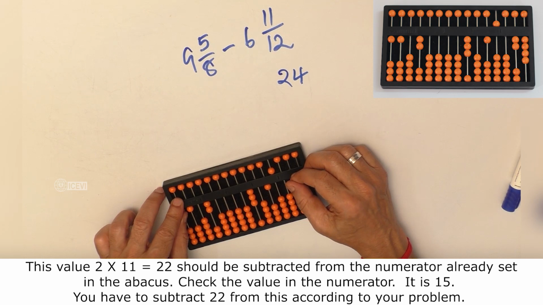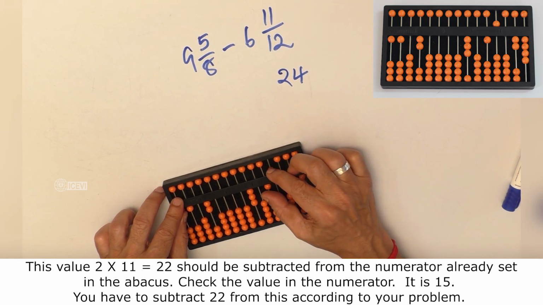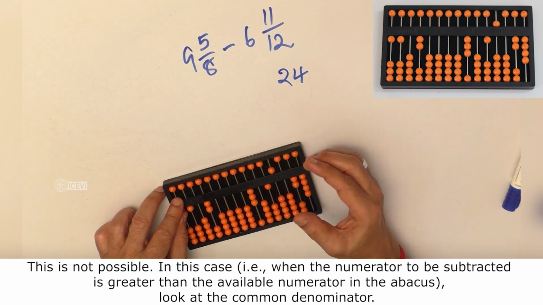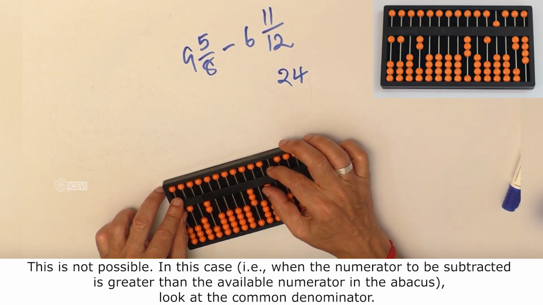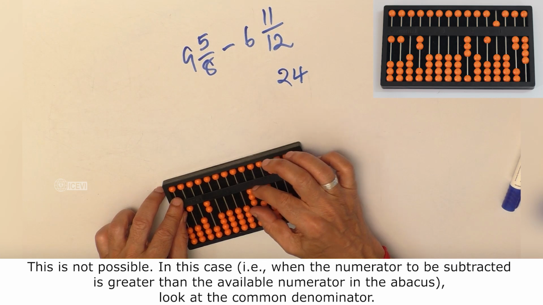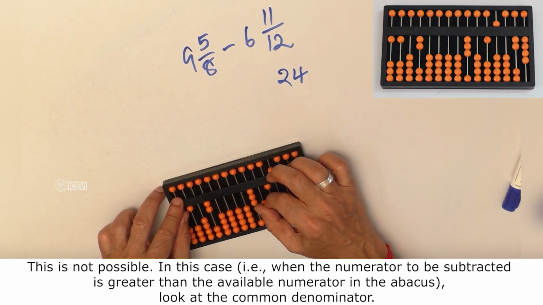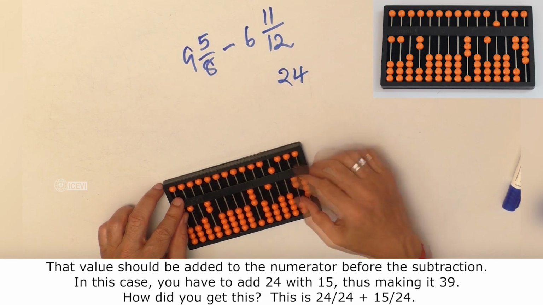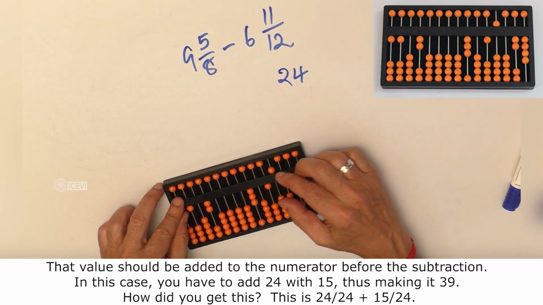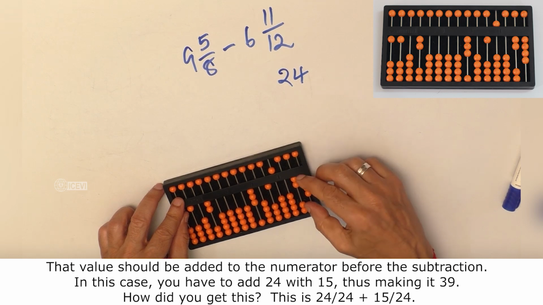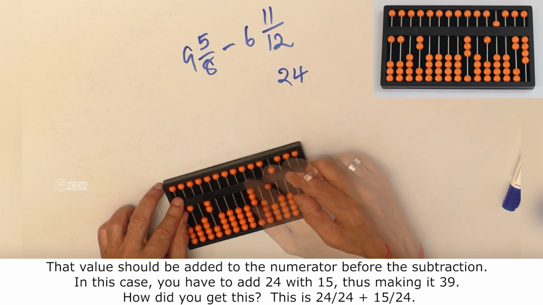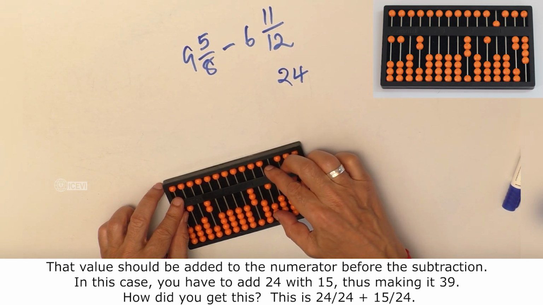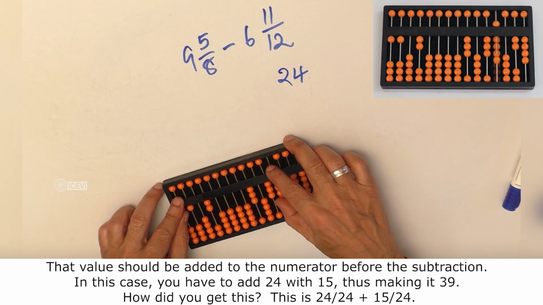Check the value in the numerator. It is 15. You have to subtract 22 from this according to your problem. This is not possible. In this case, that is, when the numerator to be subtracted is greater than the available numerator in the abacus, look at the common denominator. That value should be added to the numerator before the subtraction. In this case, you have to add 24 with 15, thus making it as 39.